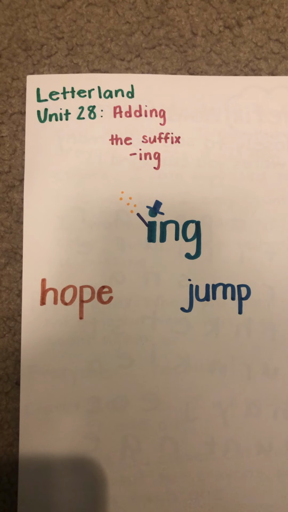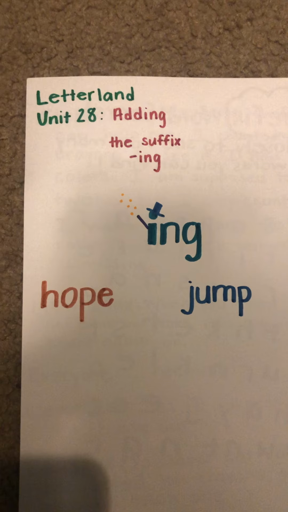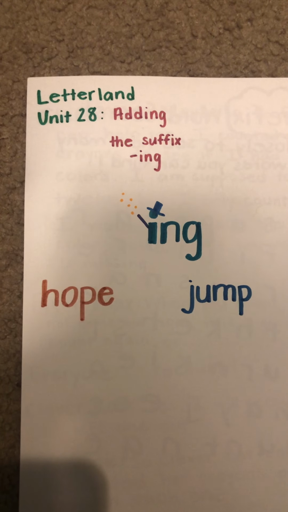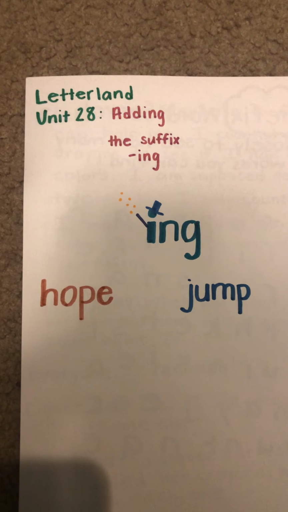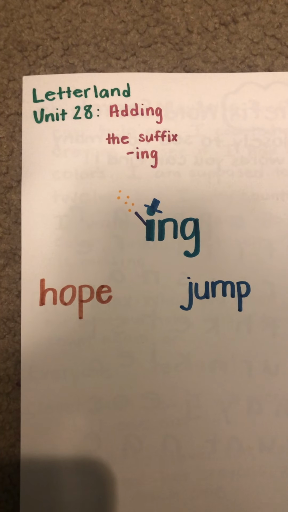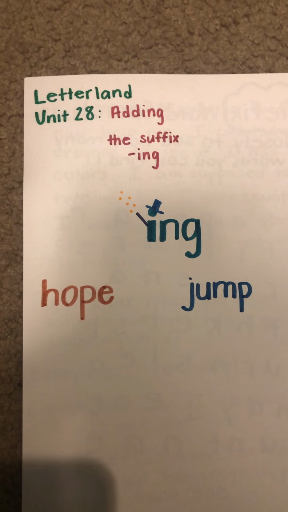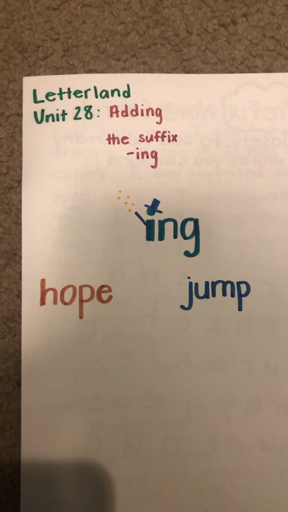This week we're going to be focusing on adding a suffix. Now, last week we were talking about adding prefixes. Those were those special beginnings that we could add to a word. A suffix is going to be a special ending that we can add to a word. We've seen special endings such as S, showing more than one.